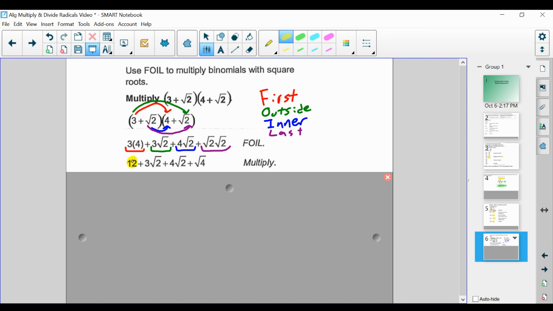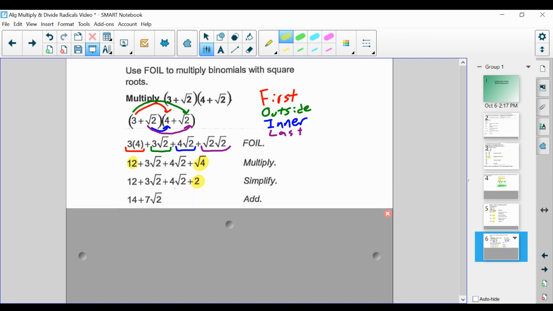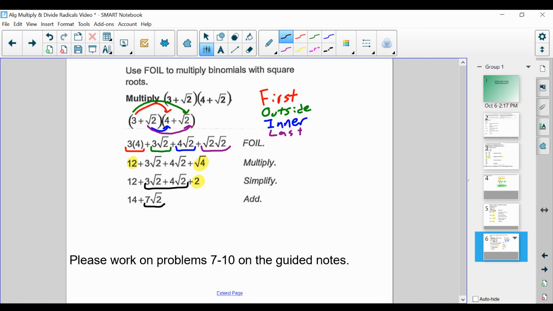Let's highlight what was done. We multiplied 3 times 4, and we multiplied the square root of 2 times the square root of 2. We can simplify. The square root of 4 is 2. And now we have some like terms here. Let me show that. We have like terms. 3 root 2 plus 4 root 2 is 7 root 2. So we can combine like terms if we have them. Sometimes we won't, but sometimes we will. So whenever we can, we always want to simplify and combine those like terms whenever possible.